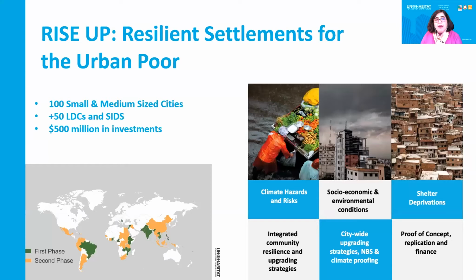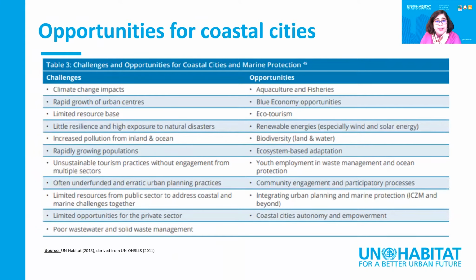Finally, UN Habitat has a new flagship called Resilient Settlements for the Urban Poor, RISE UP, which is targeting 100 small and medium-sized cities in 50-odd countries, with investments around resilient settlements, both at the coast, but also prone to inland riverine flooding.